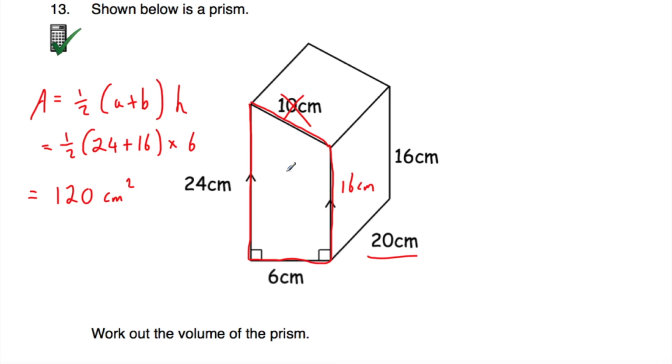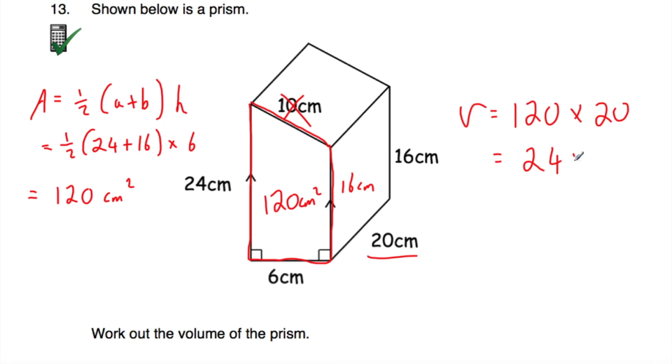So that's the area of that trapezium, 120 centimeters squared. So that's the area of the cross section. Now to find the volume of the shape, we just need to do the cross-sectional area, which is 120, multiplied by the length of the prism. And as you can see here, that's 20. If we do 120 times 20, that will be the volume of this prism. So 120 multiplied by 20 is equal to 2,400 centimeters cubed. And that's it. So that's the volume of that prism.